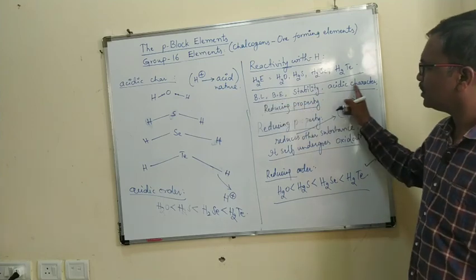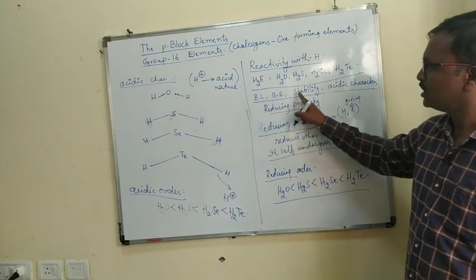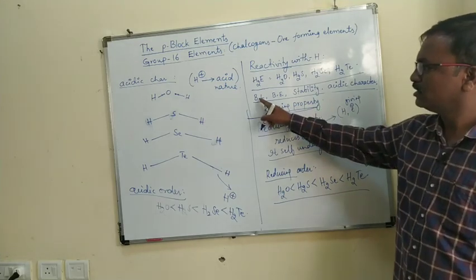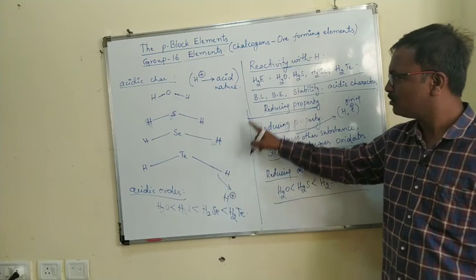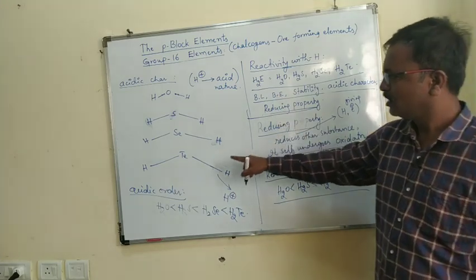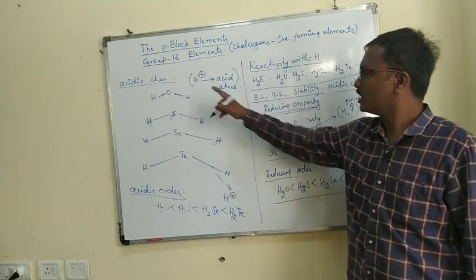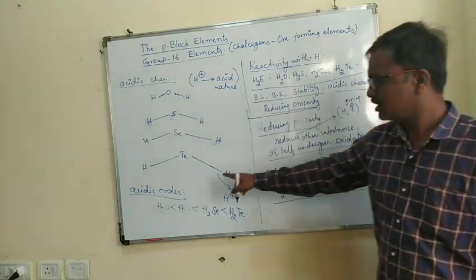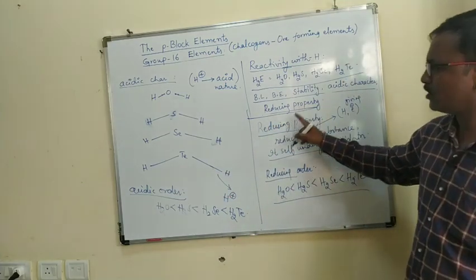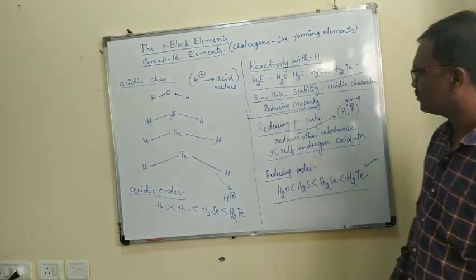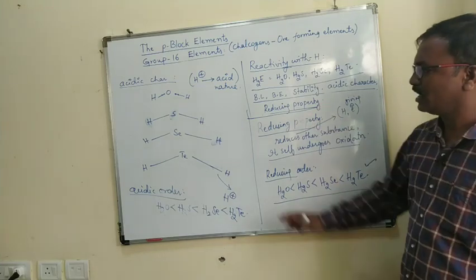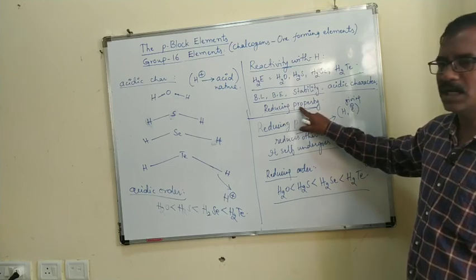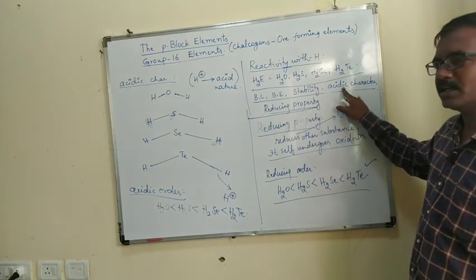In these compounds we have studied these properties: bond length, bond energy, stability, acidic character, reducing property. Bond length is greatest for H2Te. Bond energy is very low for H2Te and greatest for H2O. Stability is greatest for H2O. Acidic character is greatest for H2Te. Reducing property is greatest for H2Te. So in which cases does it increase down the group? Reducing property, H2Te is the greatest; acidic character, H2Te is the greatest.